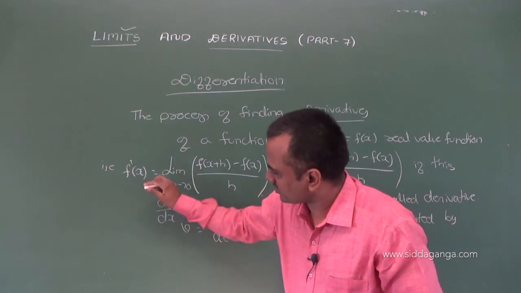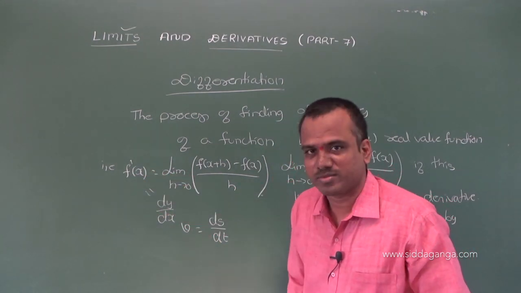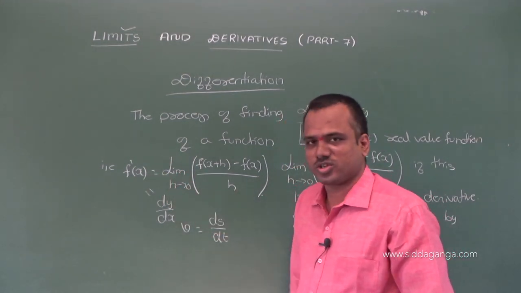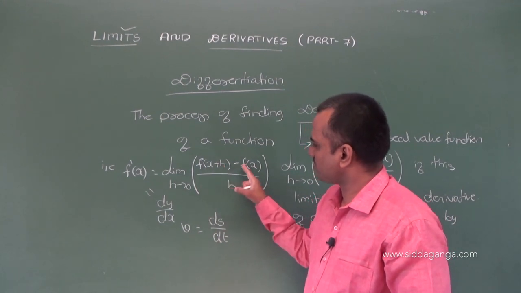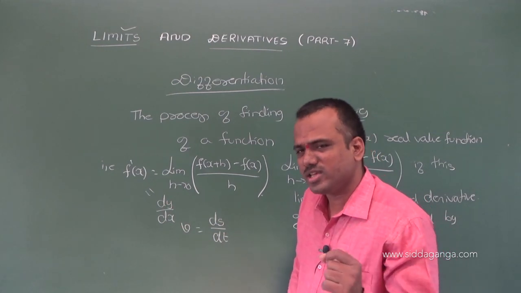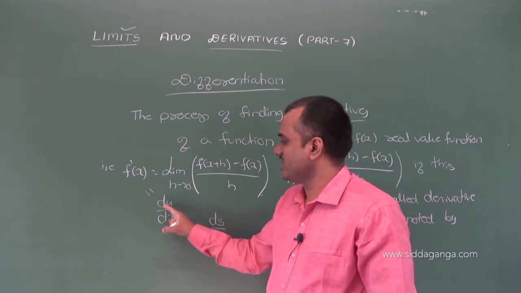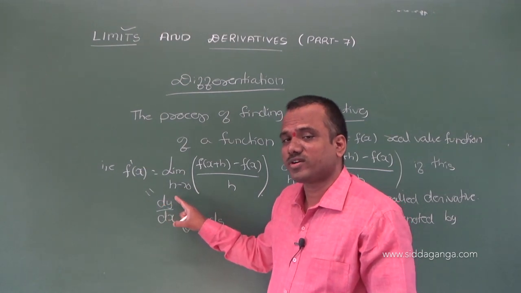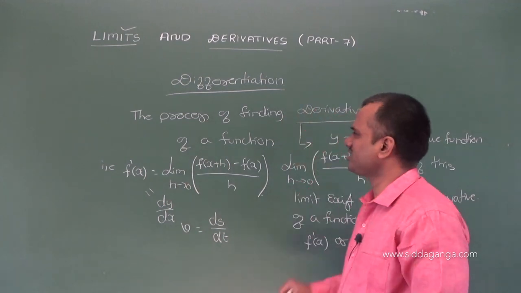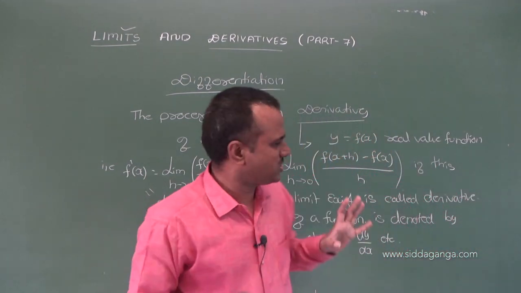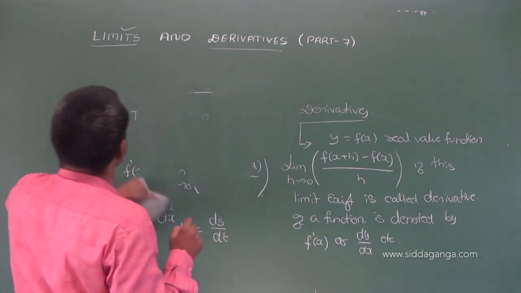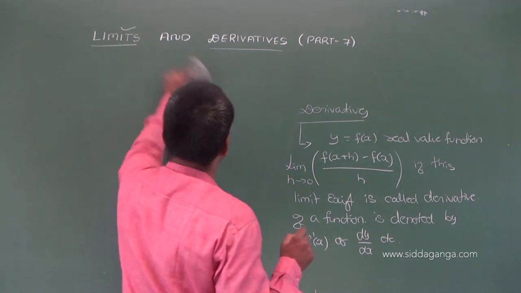So f dash of x or dy by dx, both are the same notation. f dash of x is nothing but limit h tends to 0, f of x plus h minus f of x divided by h. So the geometrical meaning of derivative dy by dx is the rate of change of y with respect to x. I think you have not properly understood. It is just a simple definition. We will see it with one example, then you will understand properly.